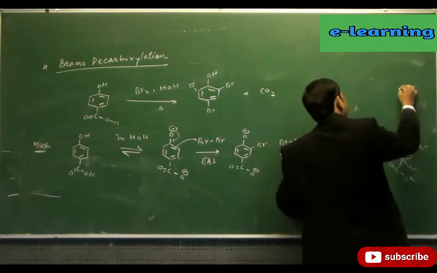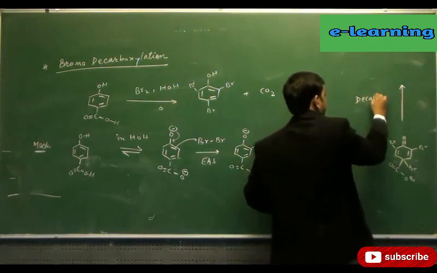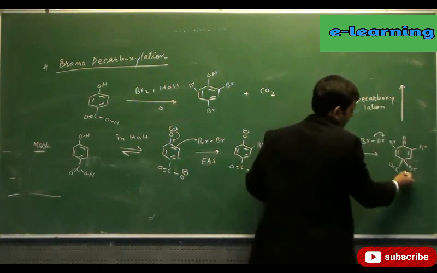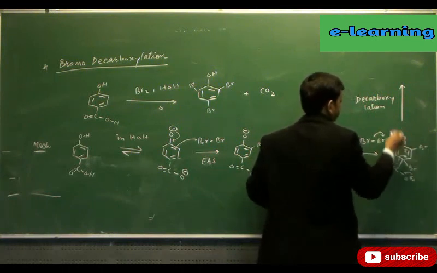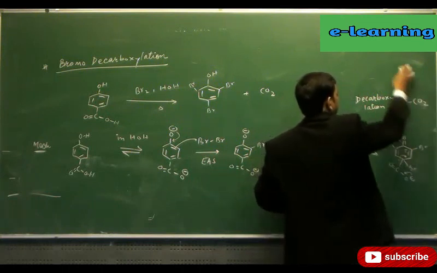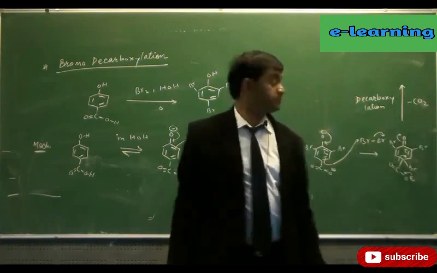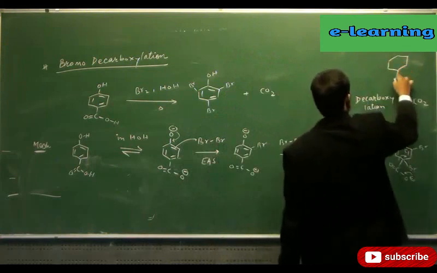In place of deprotonation, decarboxylation takes place. How does decarboxylation take place? It forms CO2, a stable molecule. From here it is removed and decarboxylation happens. Minus CO2. Removal of CO2 is known as decarboxylation. What is formed? The tribromo product.